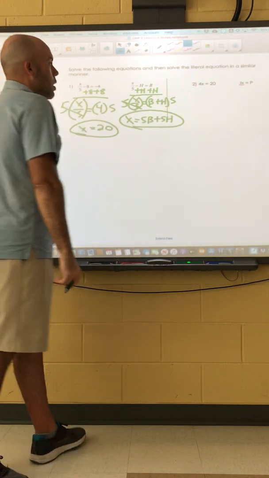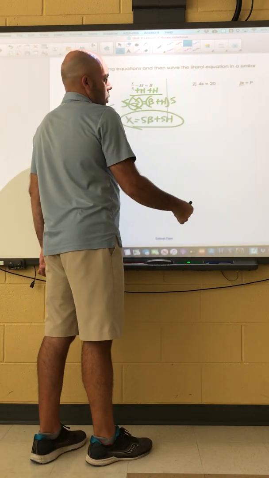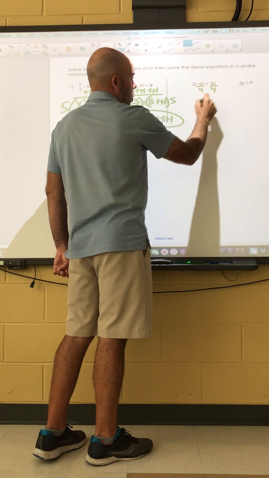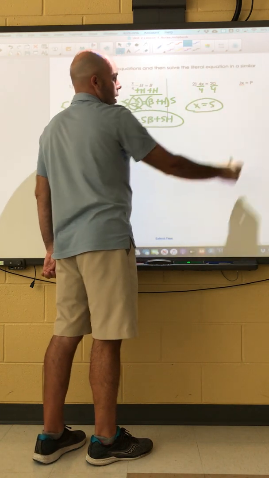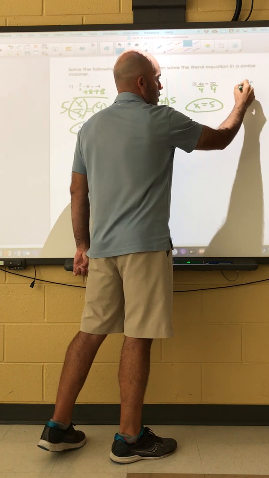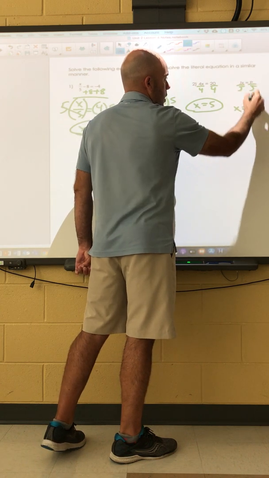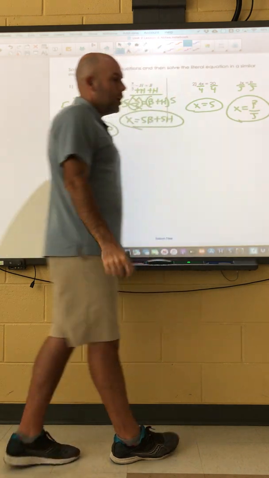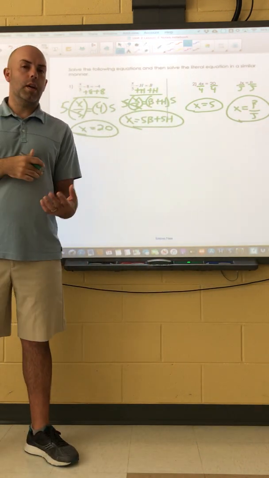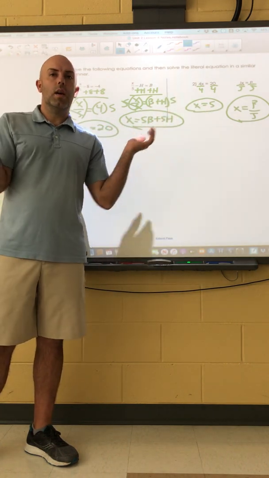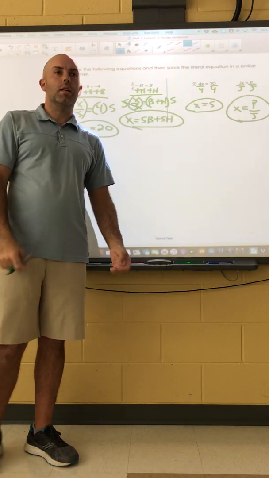There you go. I see 4x equals 20. Well, what's the 4 doing with the x? It's multiplying, so let's divide by 4. So I get x equals 5. Well, here I see jx, so I'm going to write x equals p divided by j. And again, be okay with getting that type of answer. We did the steps. We just don't know what p is, we don't know what j is, so we can't actually divide them, so we just represent it that way.